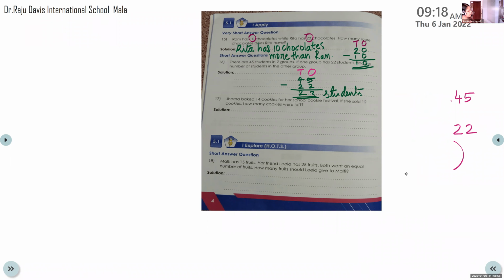This is an application level question. We have to apply what we study. Teacher divided the whole class into two groups. One group having 22 students. Other group we don't know. We have to find out. So for finding out the other group, we have to subtract the number of students in one group from the total number of students. So 45 minus 22, we get the answer 23.